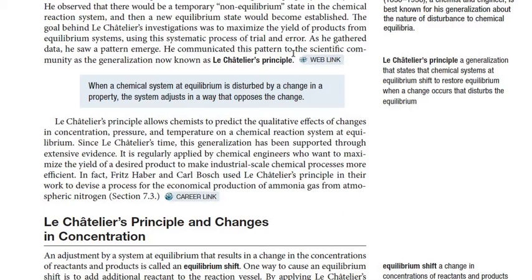It is regularly applied by chemical engineers who want to maximize the yield of the desired product to make industrial-scale chemical processes more efficient. In fact, Fritz Haber and Carl Bosch used Le Chatelier's Principle in their work to devise a process for economical production of ammonia gas from atmospheric nitrogen.